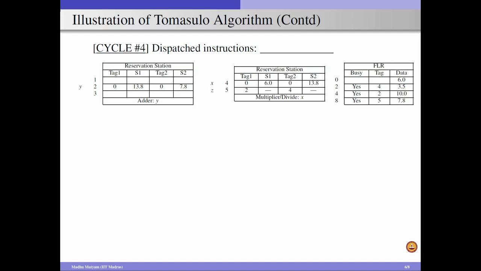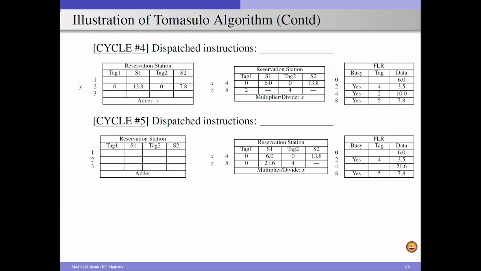So because of that reason, the contents of the reservation stations as well as the register file are the same in both cycle 3 and cycle 4. Now in cycle 5, because this add instruction is completed in cycle 5 and we have the value 21.6, we have to forward this value to all the pending instructions as well as to the register file.